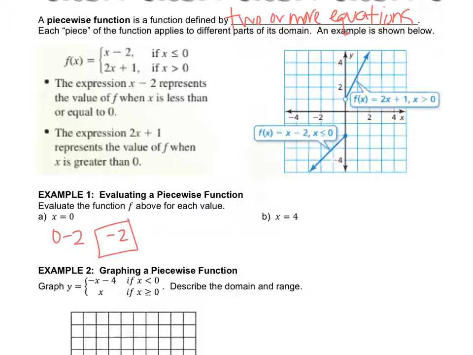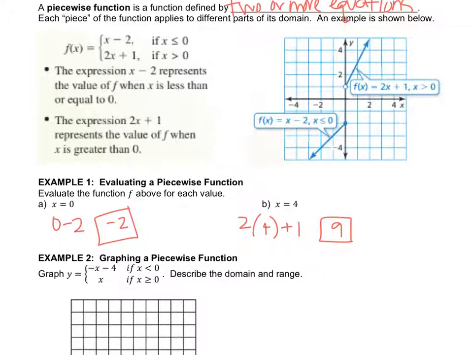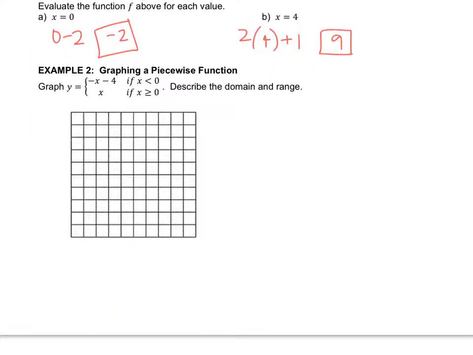But when we plug in 4, 4 is in the x is greater than 0 section. So that's going to go into the 2x plus 1. Also, it would be here on the grid somewhere. We don't know where that spot is, so we have to go to the formula. So you just plug it in, but you only plug it into the portion that it fits into, and that would be 9.